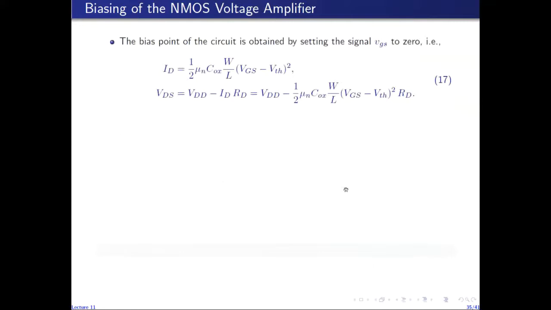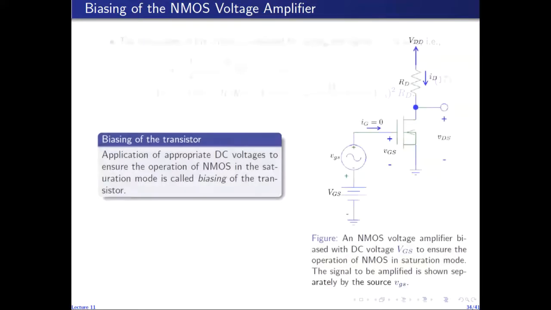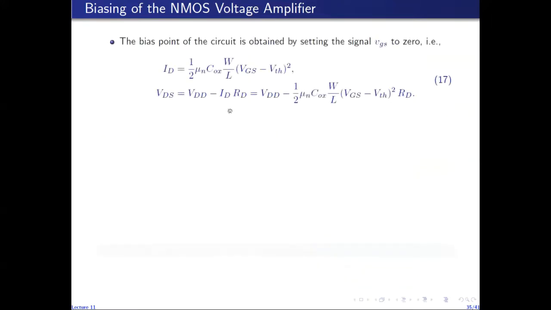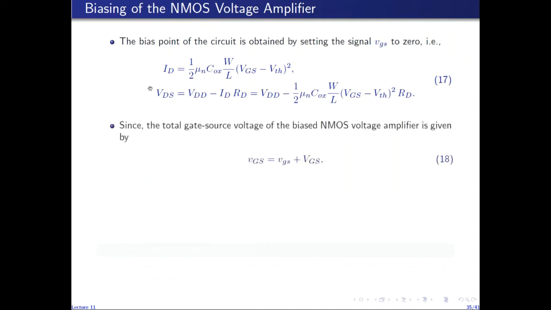So since the device is supposed to be operating in the saturation mode, when we set small VGS to 0, the gate to source voltage becomes equal to capital VGS, and its drain current is given by this saturation value, in which we simply replace small VGS with capital VGS, and the resulting DC component of the output drain to source voltage is given by the same expression. The only difference is that now we use the DC component of the drain current, which gives us this relation. So this gives us the bias point of the circuit at the output.